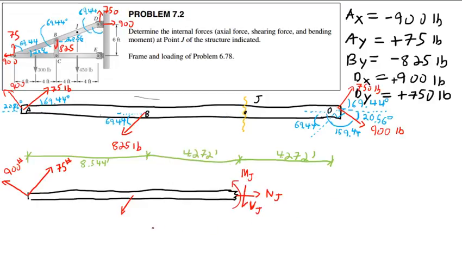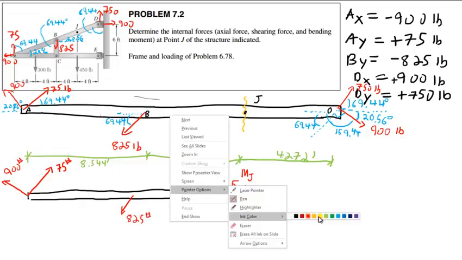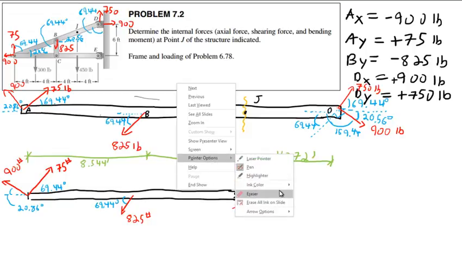This is 825 pounds. This is 69.44 degrees. 69.44 degrees. And 20.86 degrees. All right. Now the rest is just equilibrium.